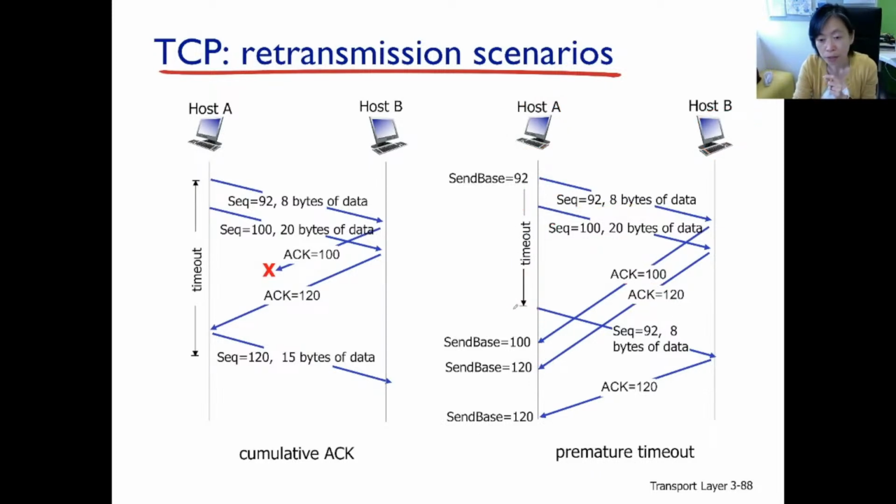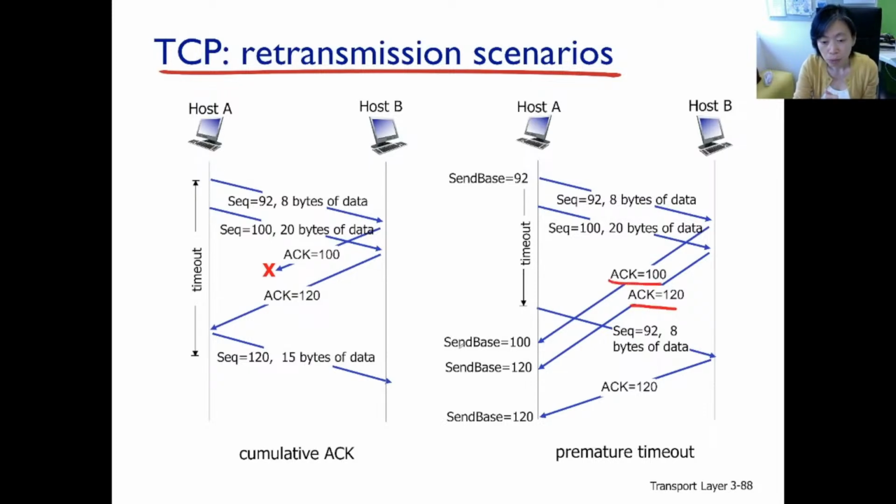So first, timer occurred here. Therefore, timeout event in TCP sender is triggered. Therefore, we retransmit all the packets in flight. So sequence number 92 will be retransmitted. Sequence number 100 will also be retransmitted. Okay. Now, ACK 100, ACK 120 will arrive later.